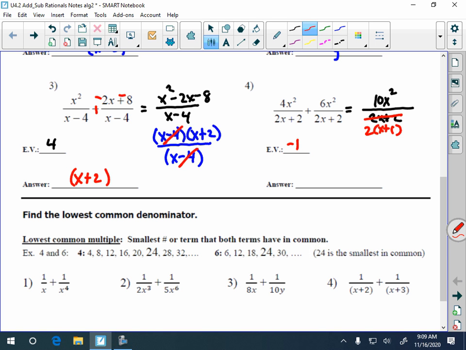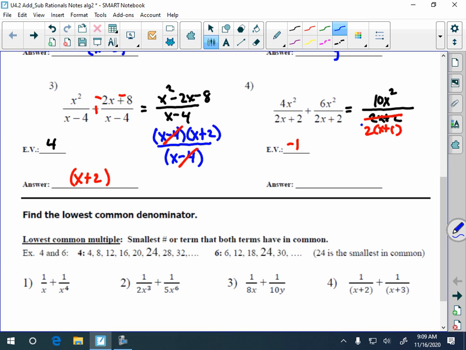So now I have a 2 on the outside, which is a monomial term. x plus 1 is a binomial term. On top, 10x squared is a monomial term. So I can simplify monomial terms together. They don't have to be the same, as long as they're monomial terms. So 2 and 10, I know I could divide by 2.